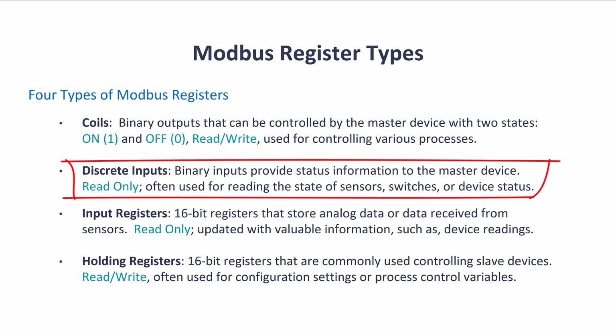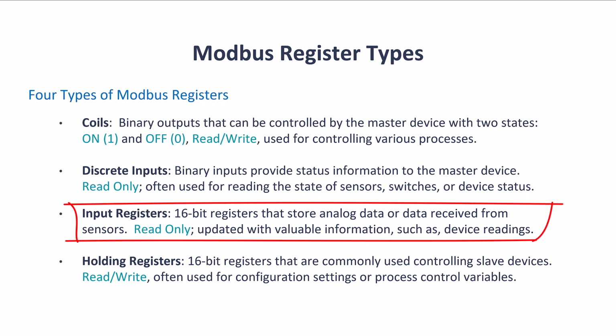Discrete inputs are binary inputs, read only from the master's perspective. They provide status feedback, such as the state of a switch or an alarm. In our case, we'll use discrete inputs to track alarm conditions for VOC index, temperature, and humidity, helping us monitor when environmental thresholds are exceeded.